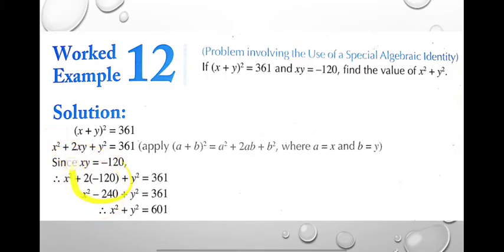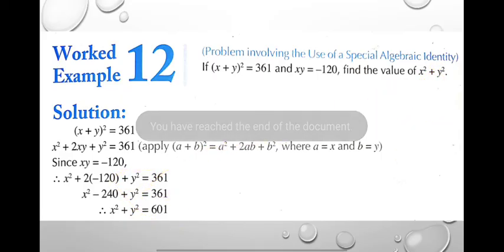So 2 times negative 120 will be negative 240. Yeah. And then negative 240 will move to the other side. So we can get only the x squared plus y squared. So we get the answer already. Yeah, that's the end of this topic.